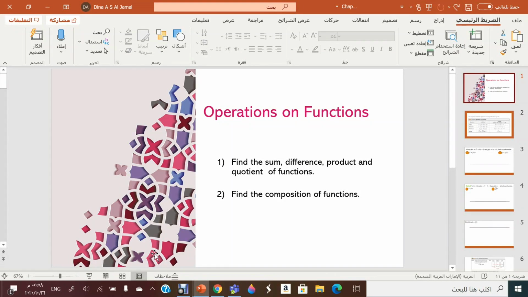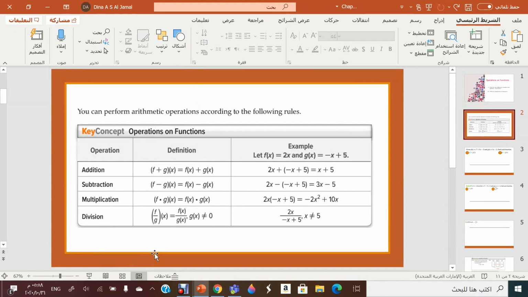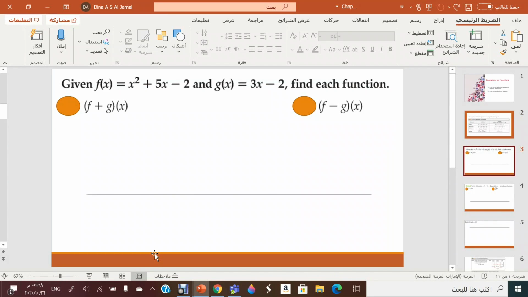It is a tutorial about operations on functions. I will be discussing with you how to find the sum, difference, product and quotient of functions, how to find the composition of functions. So before we go to the first point, previously you were performing addition, subtraction, multiplication and division in the polynomials. Now we will be having two functions and you need to follow what is required from you.